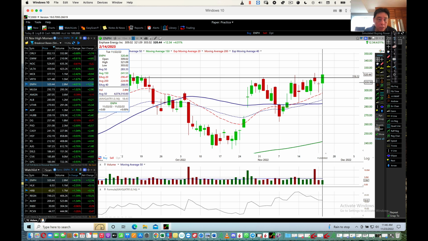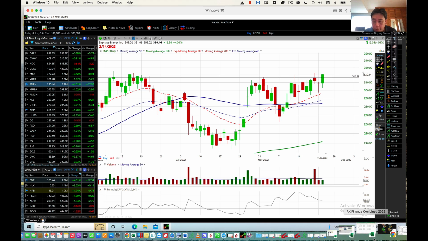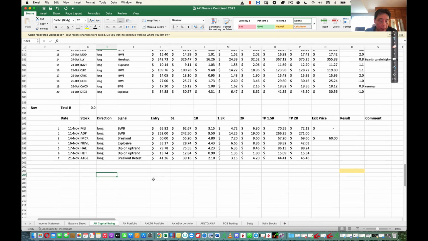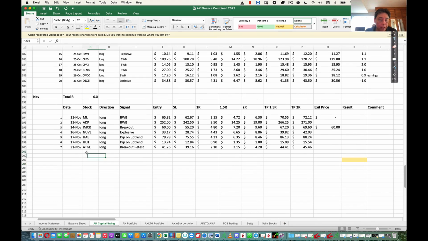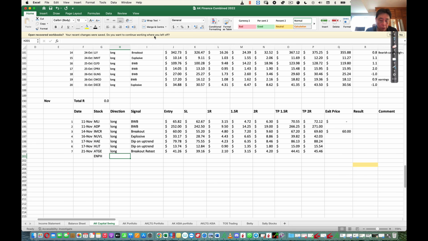321.09. Since it's a $300 stock, a high-priced stock, I'll use about 30 cents. I'll put my buy order 30 cents above the high of this candle, which would be about 321.39. So I'll go to my Excel spreadsheet and say, okay, I'm going to put an order in to get into ENPH. It's going to be a long trade. This is a breakout trade.